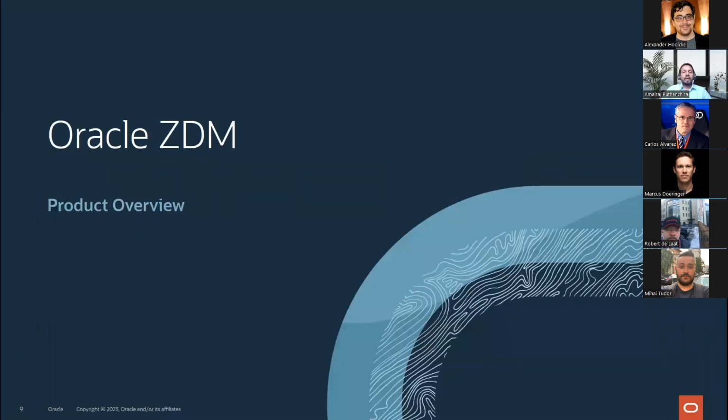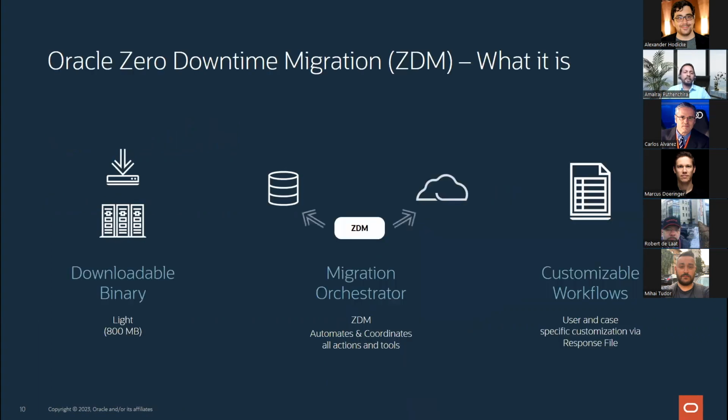So now, at least I hope you got a fair idea about what kind of migration types we have, how to map them, or, if you are confused, how to reach out to us. Now let us laser focus on ZDM, because that is our interest today. ZDM is basically a lightweight software, a migration orchestrator. It acts on your behalf.